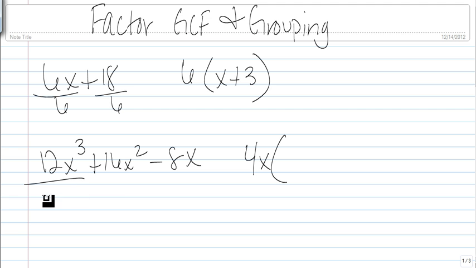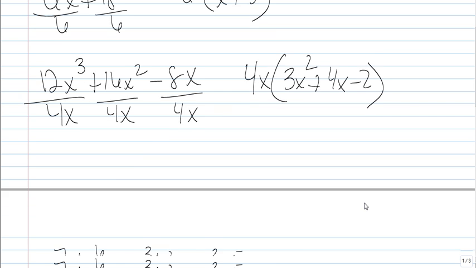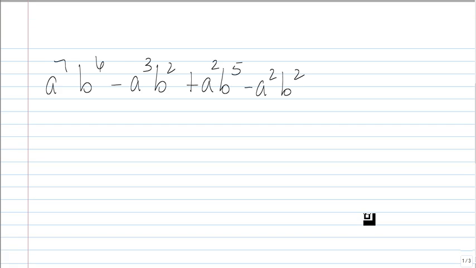So you're going to divide everything by 4x. 12x to the third divided by 4x is going to be 3x squared. 16x squared divided by 4x is going to be a positive 4x. And then negative 8x divided by 4x is going to give us a negative 2. So when it comes to variables, you want to look and see what your smallest exponent is, and that's going to determine what your greatest common factor is.